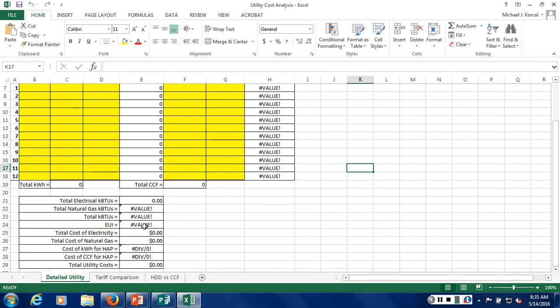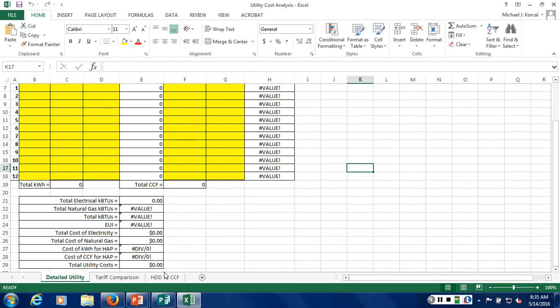It'll calculate the EUI. It'll calculate the cost of electricity, the cost of gas, and then the cost per kWh for the HAP program, the Hourly Analysis Program. It'll calculate the cost per CCF for the HAP program. These two values will be moved forward into the next section of the project. And then finally, the total cost of utilities. We can use this number to confirm that our HAP program next week is actually functioning correctly. So, did we recreate this building accurately? Can we mimic the actual annual utility bill?